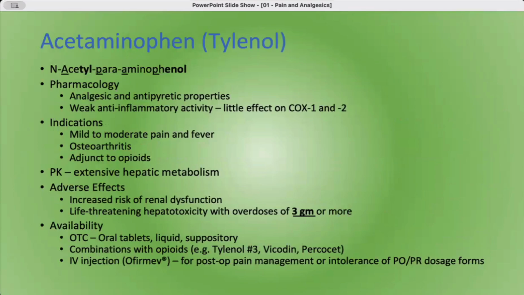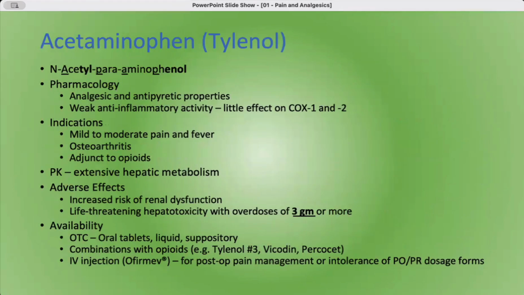So as you know, Tylenol is an analgesic and antipyretic, so we use it for pain and fever, but it is not really an effective anti-inflammatory. So we do not really see a lot of role for it in reducing swelling and treating inflammatory conditions. So it's great for moderate pain and fever. Osteoarthritis, which tends to be a non-inflammatory condition, will respond well to Tylenol. And then in terms of more severe pain, you can use Tylenol with opioids.